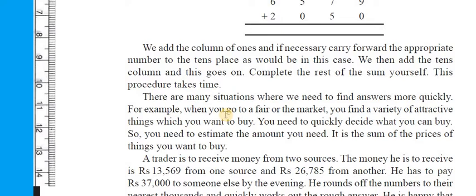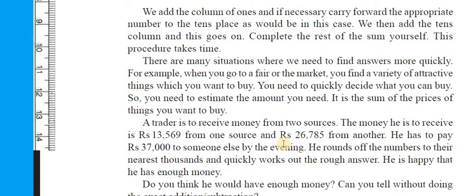For example, when you go to a fair or market, you find a variety of attractive things which you want to buy. You need to quickly decide what you can buy. So you need to estimate the amount you need. It is the sum of the prices of things you want to buy.